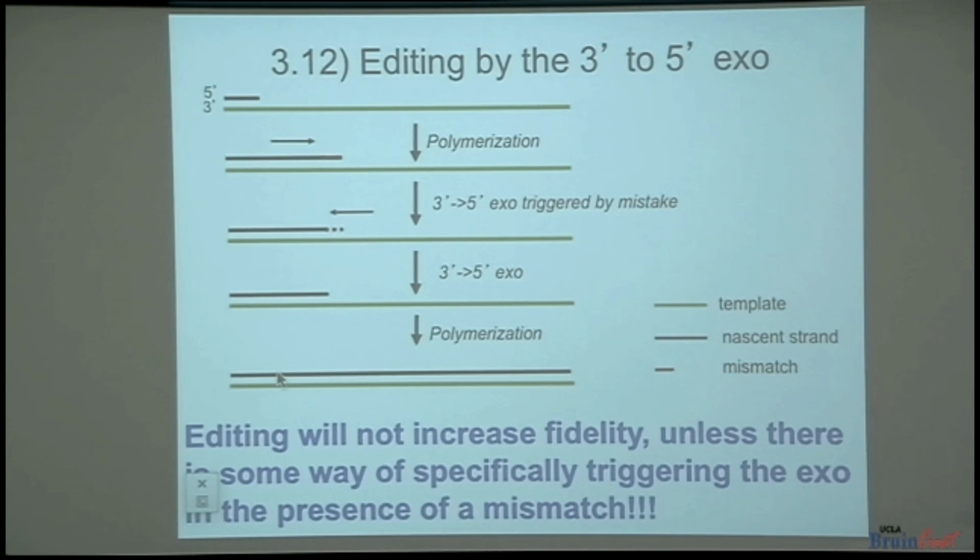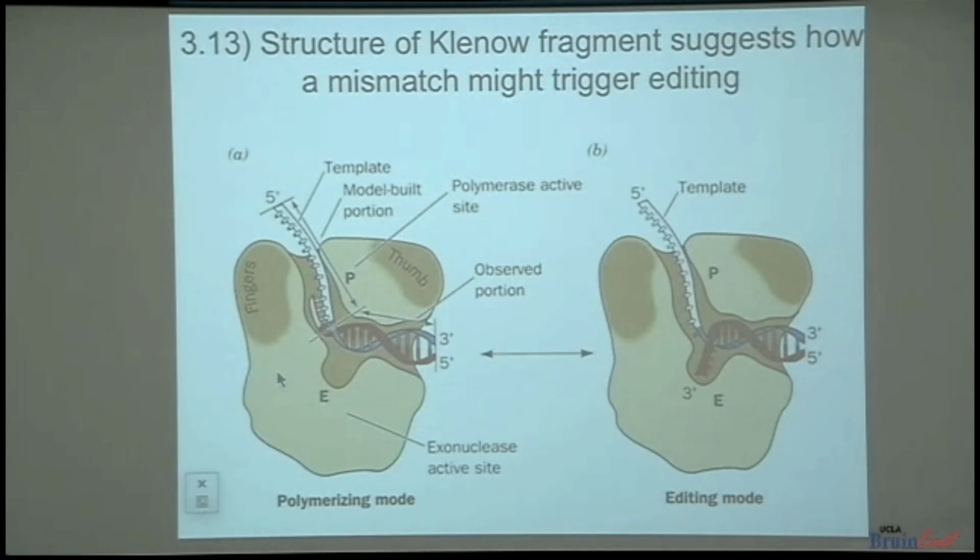This editing will not increase the fidelity of this overall process unless there's specifically some way of triggering this exonucleolytic reaction when there is a mistake. If there's an equal probability of going into the degradative mode, regardless of whether there's a mistake or not, that's not going to get you anywhere. You need to specifically be able to trigger that degradation reaction when there's a mistake. The way nature has found to do that is by using different active sites for the synthetic and degradative reactions. This cartoon here basically shows how that works.